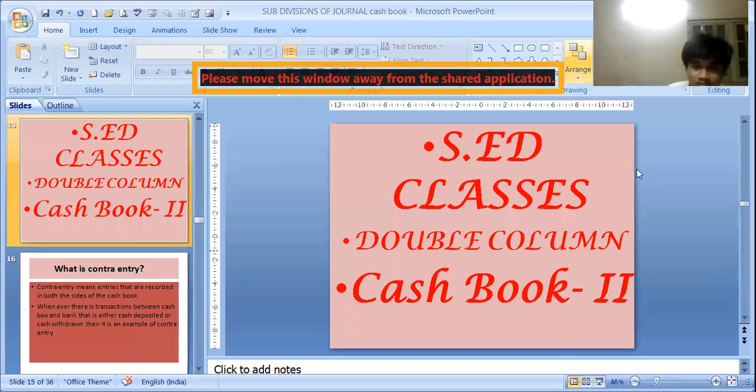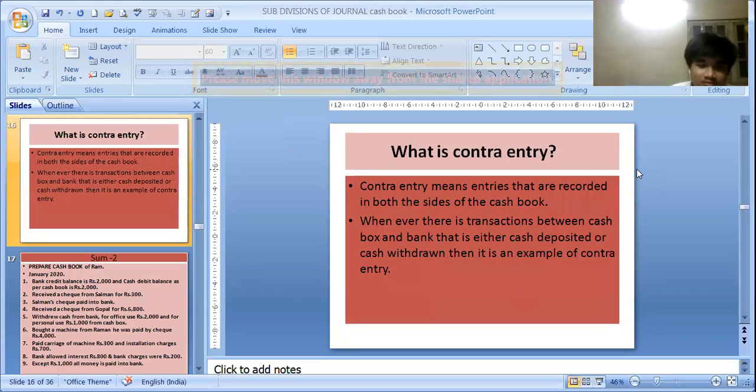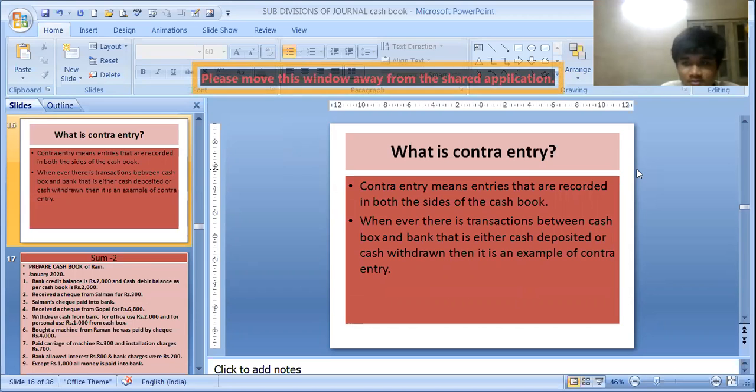Okay, let's start now. It is the cash book, double column. Before understanding the double column, am I audible? Before we do double column, we have to first understand what is the meaning of contra entry.